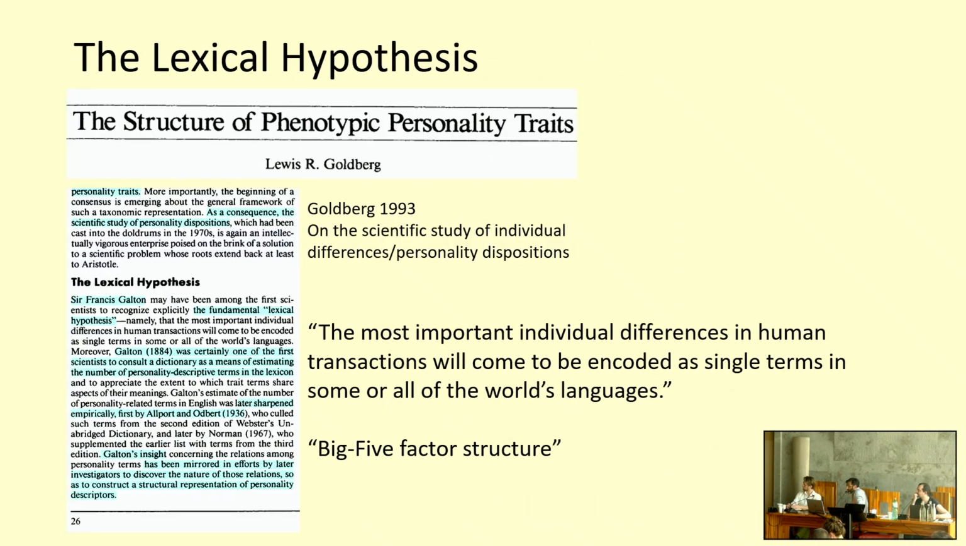Okay. So these are new slides which I've wanted to bring up specifically for this group, which is that the Big 5 personality traits, where they anchor this in the psychological literature, is in the lexical hypothesis. So what this argues is that the most important individual differences in human transactions will come to be encoded as single terms in some or all of the world's languages.